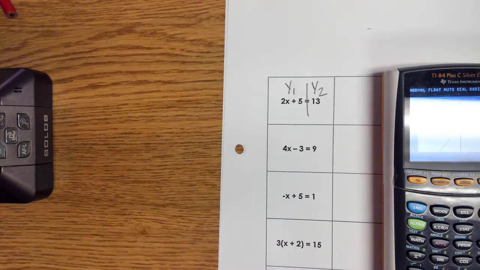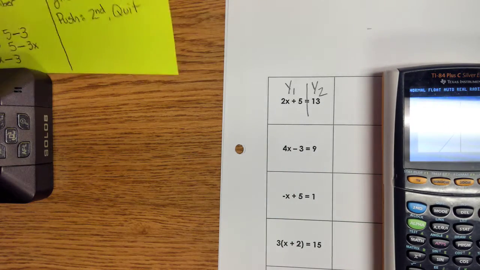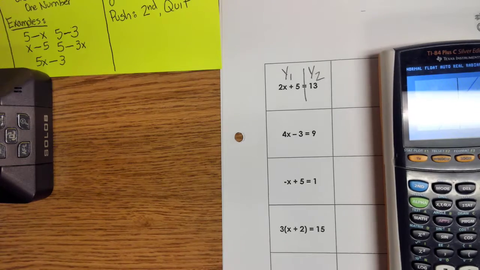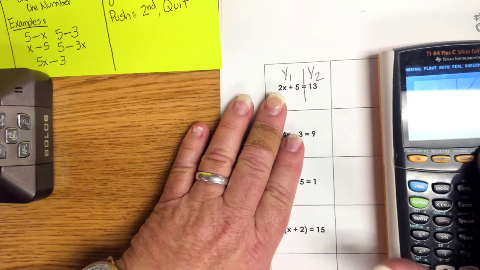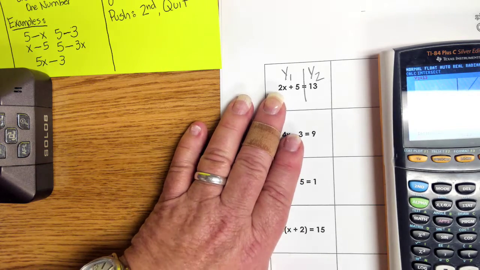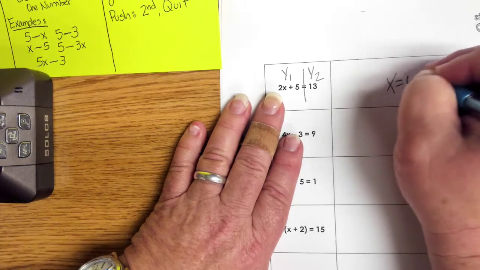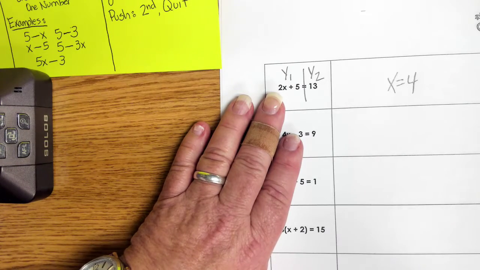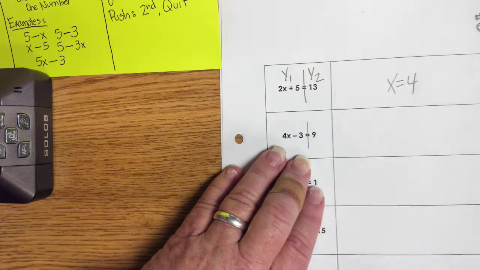We're going to wait for two lines, a blue line and a red line. But you're going to have to be patient, because if you aren't, you're not going to get an answer. Once that red line is all the way across, what are we going to push? Second, trace, 5, enter, enter, enter. And what's our answer? 4. So x equals 4. Easy enough? Yes. Better than doing it by hand? Yes. Okay. Oh, yeah. Let's try the next one.